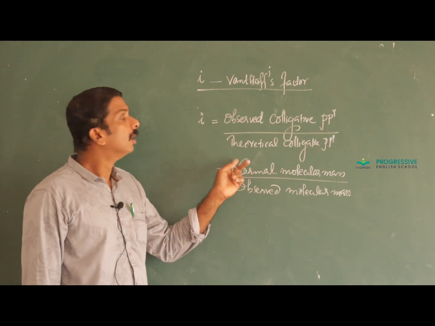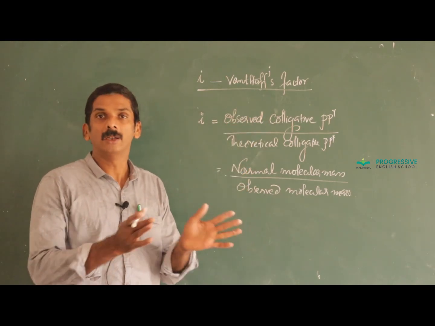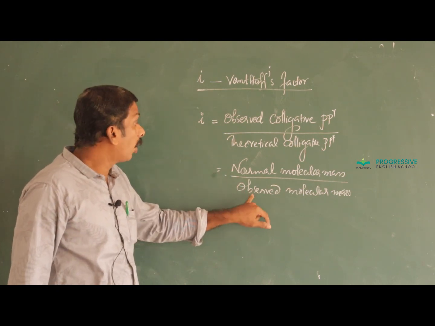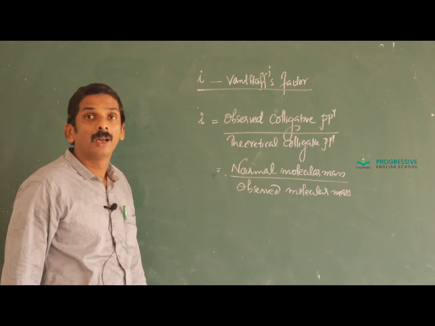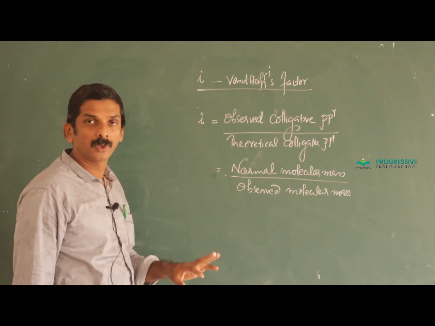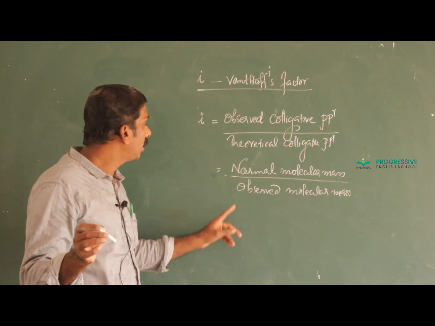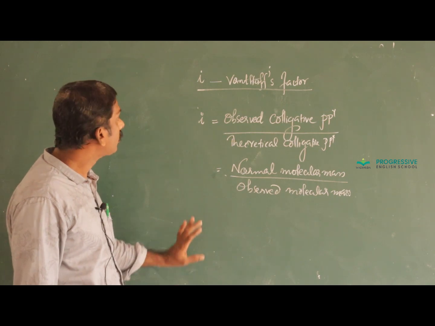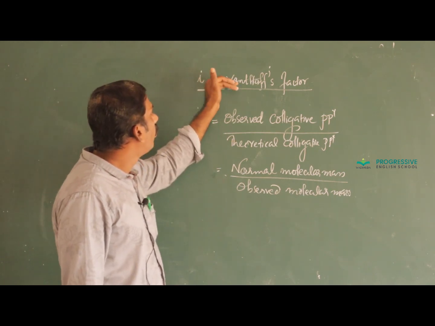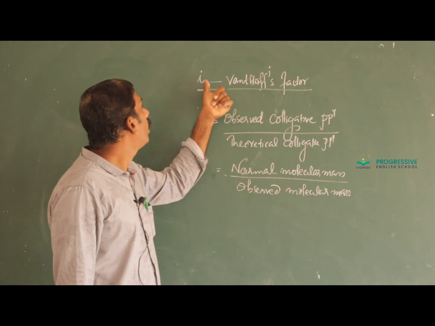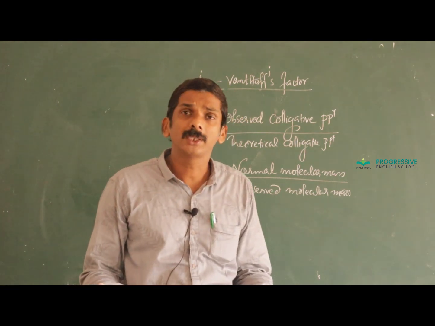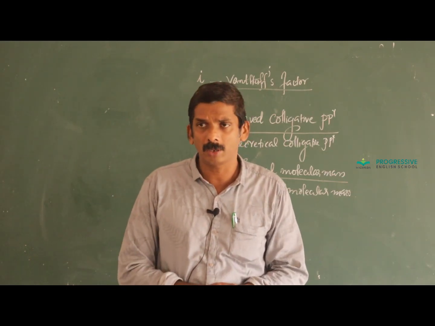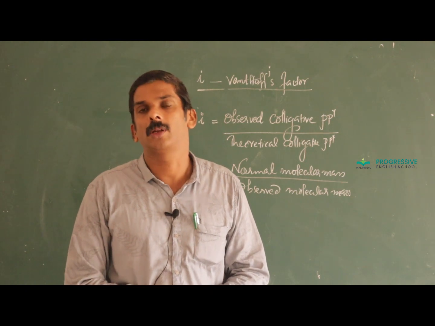In the former relation, the observed colligative property is in the denominator, while in the second expression, the observed molecular mass is in the denominator. That is why I already told you that colligative property and molecular mass are inversely proportional. That is how the Van't Hoff factor is introduced, because in some cases there may be some deviation from the actual molecular mass. It is called abnormal molecular mass.